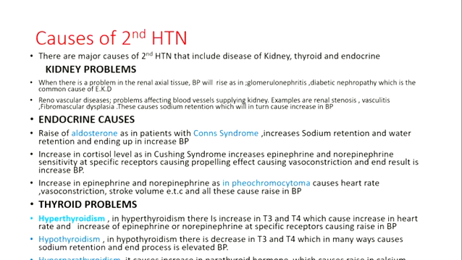Another way is hyperparathyroidism. A patient who has hyperparathyroidism has an increase in parathyroid hormone. So when there is an increase in parathyroid hormone, that patient will have an increase in calcium level, and when there is an increase in calcium level, calcium is a vasoconstrictor, and the end result is increase in blood pressure.